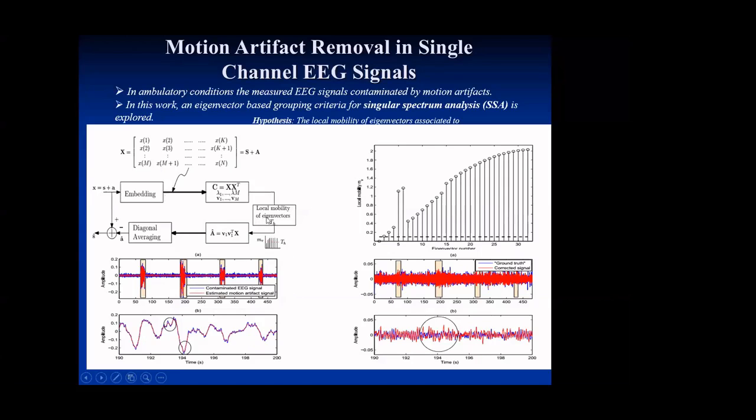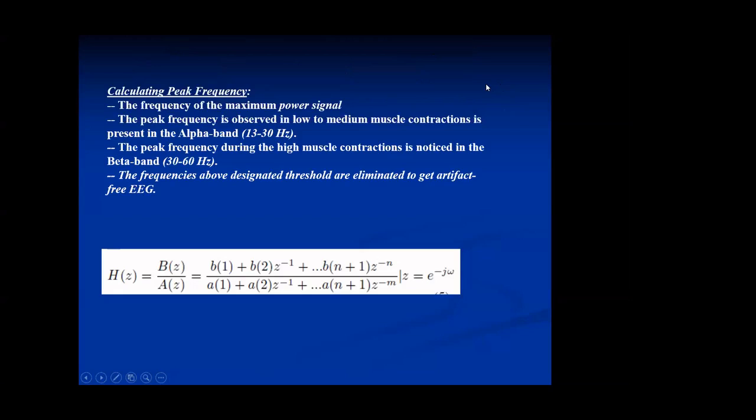So another criterion, instead of using this local mobility of the eigenvectors, is that motion artifact has a frequency spectrum. The maximum frequency of motion artifact is less when compared with the EEG signals. So by measuring the peak frequency also, we can distinguish between the desired EEG signal and motion artifact. We will fix some threshold similar to the local mobility. If the signal frequency is above the threshold, it is EEG signal. Below the threshold, it is due to the motion artifact. In that way also we can find out.